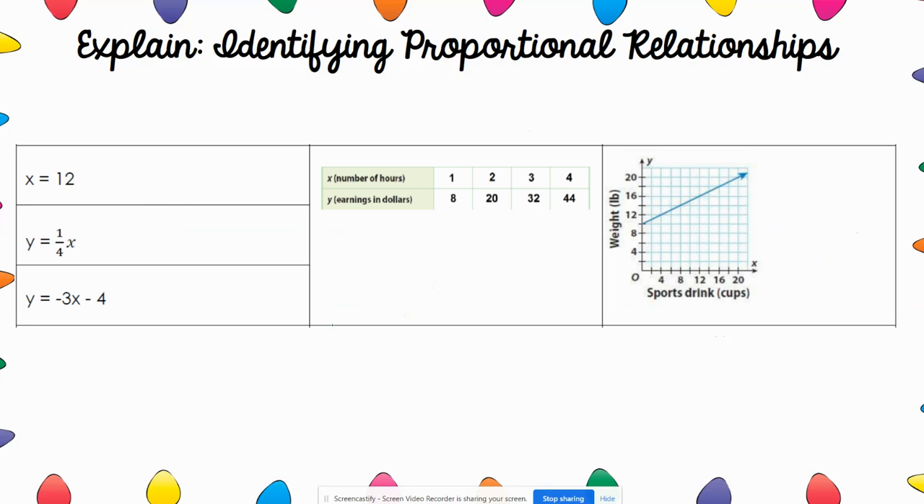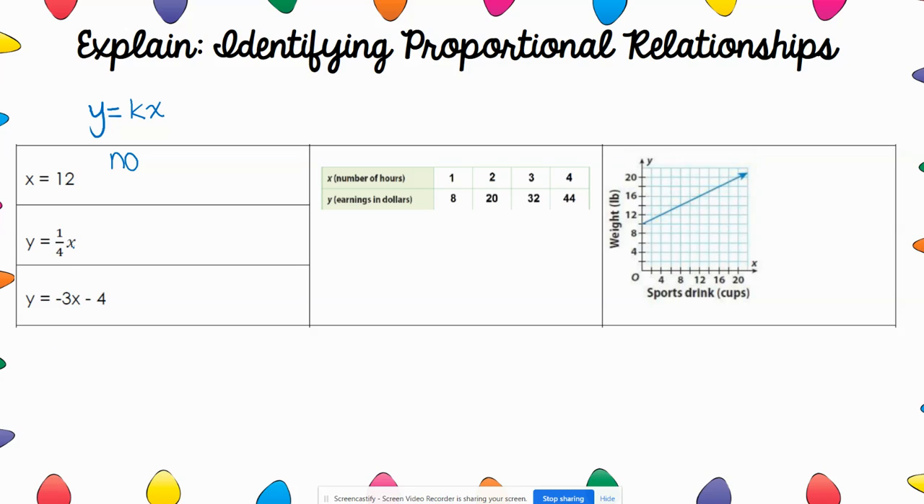Now let's look at our next set of equations. This equation says x equals 12. Well, that's not in the form that we need. In order for an equation to be a proportional relationship, it needs to be in the form y equals, so it needs to start with y, and it needs to be a number times x. This is x equals instead of y equals, and then it's not a number being multiplied by anything else. So I would say that no, this is not a proportional relationship.